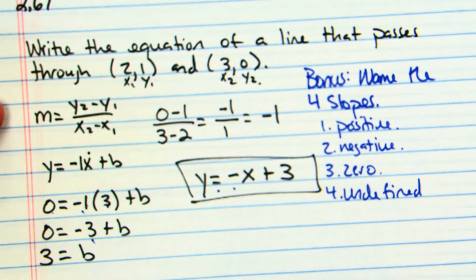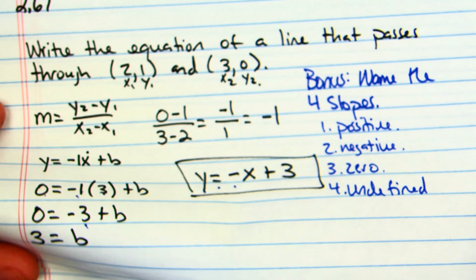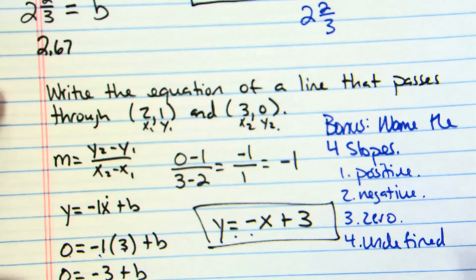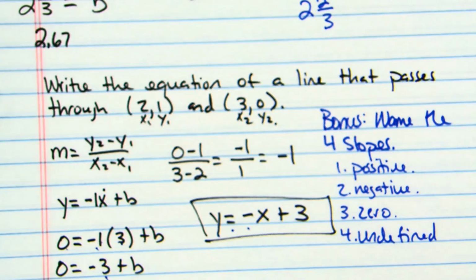So know for sure how to work parallel lines cut by a transversal, and also know how to find slope and write the equation of a line. Lines that are parallel have the same slope. Lines that are perpendicular have opposite reciprocal slopes. And that is chapter 3.